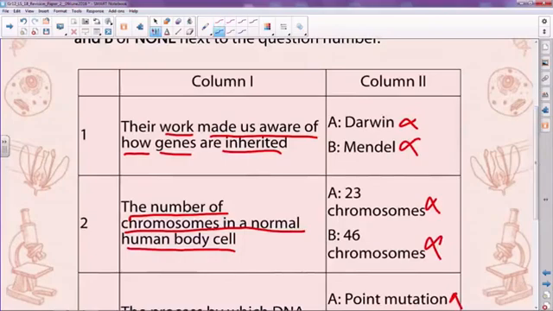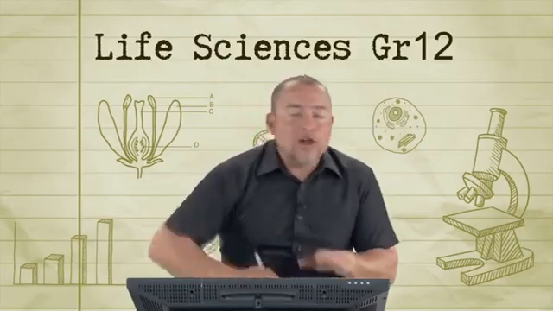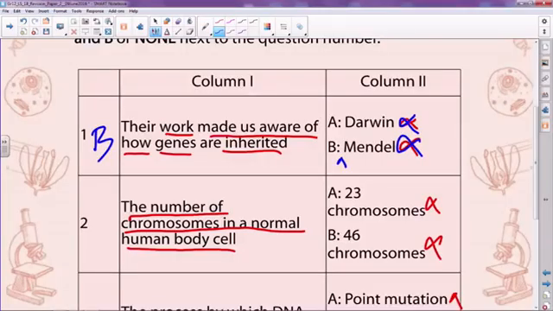It says, their work made us aware of how genes are inherited. Now, first one, Darwin. Remember, Darwin has natural selection and all of that, right? So he says the strongest genes survive. So yes, he's bringing in genes moving across. But if we look at it carefully, you've got Mendel's laws, and remember he brought in those peas. Can you remember the peas? The long pea plants and the short pea plants. So when it comes to this question, I would definitely go with B, definitely, okay?